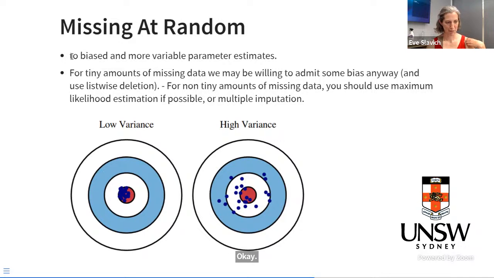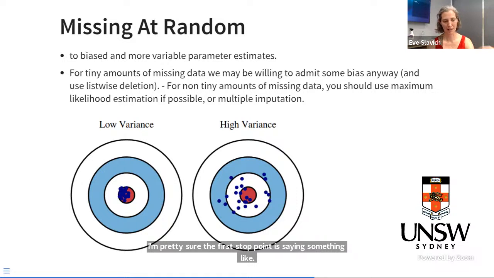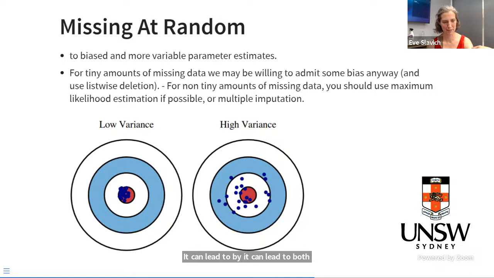Feel like something's gone wrong on my slide there, but I'm pretty sure the first dot point is saying something like it can lead to both biased and more variable parameter estimates. Now, I'm going to say that for tiny amounts of missing data, when it's missing at random, we might be willing to admit some bias anyway and use listwise deletion. But that's like tiny amounts. But for non-tiny amounts of missing data, you should use maximum likelihood estimation if possible, or multiple imputation. And tiny is definitely like less than 5%.